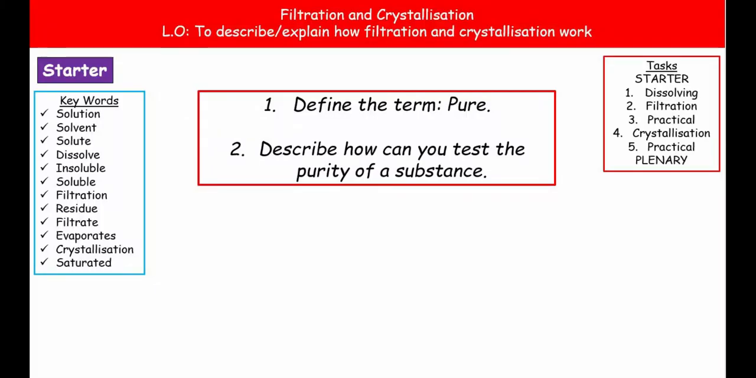What we're going to be doing in today's chemistry lesson is having a look at filtration and crystallization. So hopefully by the end of today's lesson you're going to be able to describe how to carry out both those processes and explain how they work.